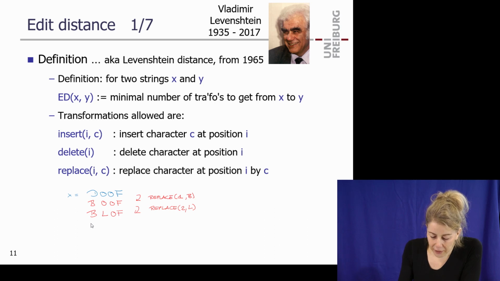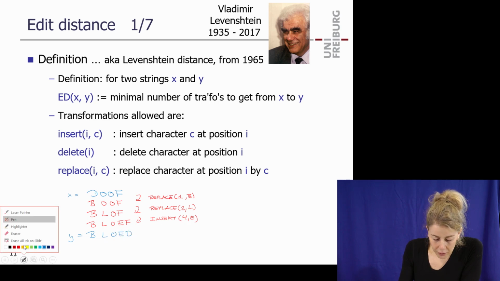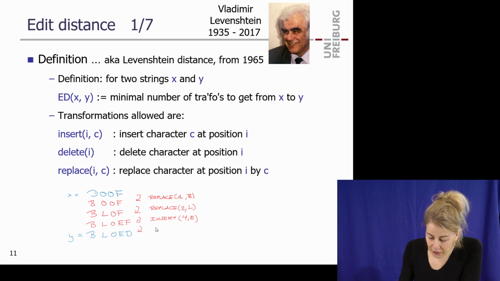Now I need the E, and there are several ways to do it when you think about it. It's not a unique sequence. Now I'm inserting something at position 4. Insert. And what am I inserting? An E. And now I'm replacing the last character, and then I get where I wanted to get, blöd. So now I have a sequence of 4 operations here.